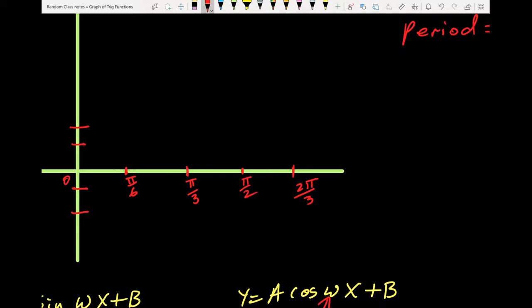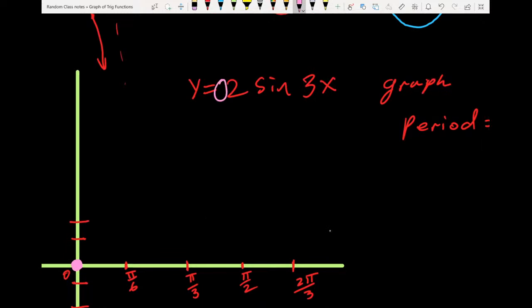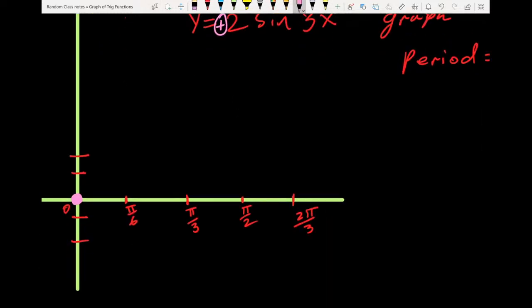All right, I got all my points. Let's graph it. Sine starts at what? 0. Because this is positive, it's going to move up. Then 0, move down, and then 0. But connected. Voila, done. Am I good? Have I lost anybody yet?